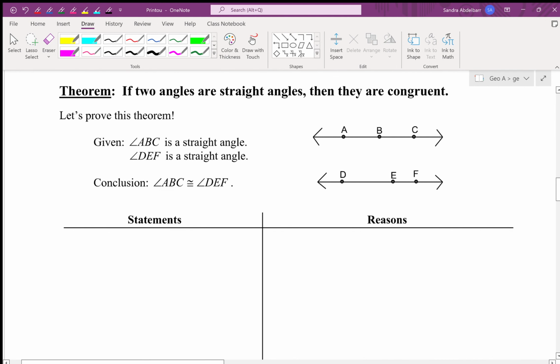All right, we're not proving this. Again, I'm not going to formally prove it by writing it up. We'll verbally discuss what the proof of this would be. If two angles are straight angles, then they are congruent. Can somebody explain to me why this would be a statement that we can in fact prove? Caleb?